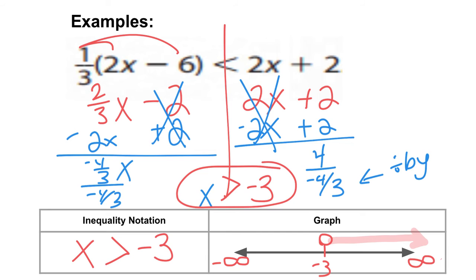So if I'm reading this graph here, what this says is that negative 3 is not included in my solution because there's an open dot here. But anything greater than negative 3 would be included. So if I was at negative 2 or negative 1 or 0 or 1 or 2 or 3, all those numbers can be included here. Negative 3 and anything smaller would not.